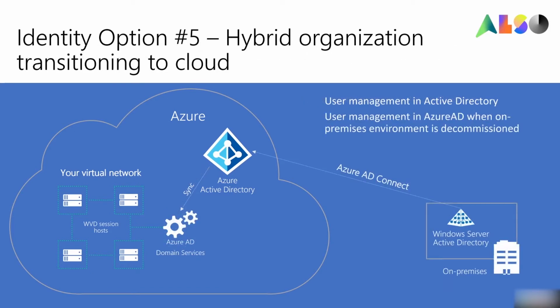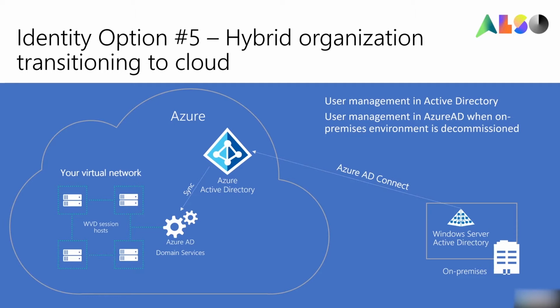Then the fifth option is the hybrid organization transitioning to cloud, where we use the Windows Server Active Directory on-premises and sync all the data with Azure AD Connect to Azure Active Directory, sync it again to Azure Active Directory Domain Services, and then we connect the hosts to Azure Active Directory Domain Services.